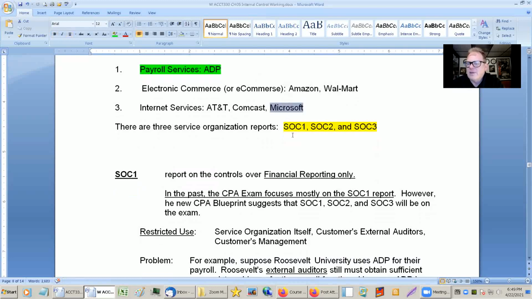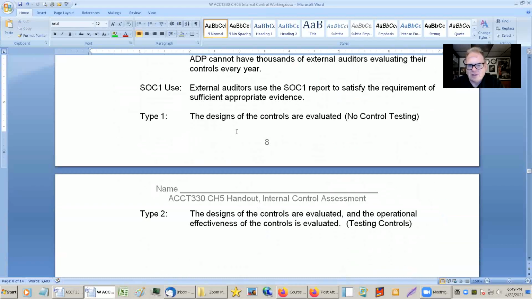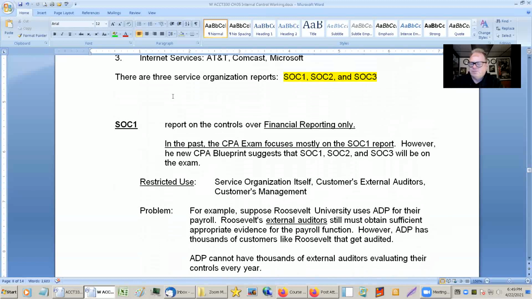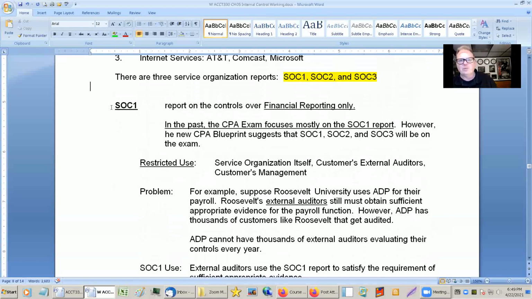You can't have thousands of auditors walking through Microsoft to see what their controls are. So Microsoft will issue a SOC 1, SOC 2, or SOC 3. Okay, so let's see what's all in SOC 1, SOC 2, and SOC 3. SOC 1 is the one that you would most likely use for auditing. It's for financial reporting only. So they say, here are the financial controls over the amounts that they have, all that kind of stuff.